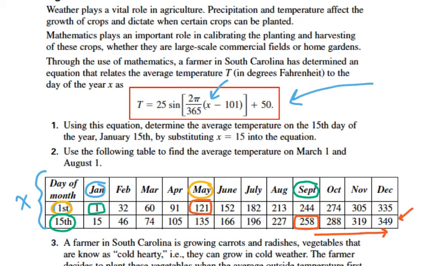So all these values here in the chart are X's. This is the day of the year. And when you plug in these days of the year, we're given this really neat equation up here that tells you the average temperature in South Carolina at that time of the year. So it's kind of cool.